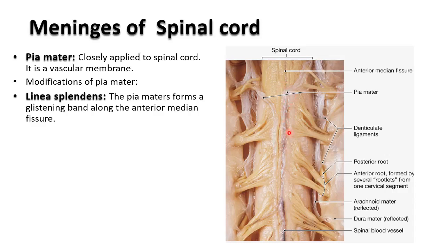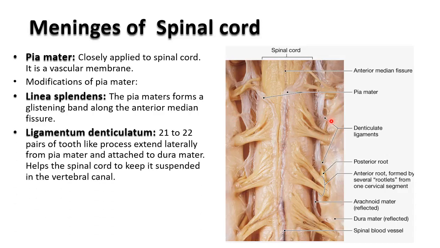Now apart from that, one more modification you are able to see, these tooth-like extensions of the pia mater, which are present between the nerve roots, anterior and posterior nerve roots. So between the nerve roots, you can see an extension of the pia mater, which pierces the arachnoid and attaches to the dura mater. That is called the ligamentum denticulatum. So they are tooth-like processes. So that is the name, ligamentum denticulatum.